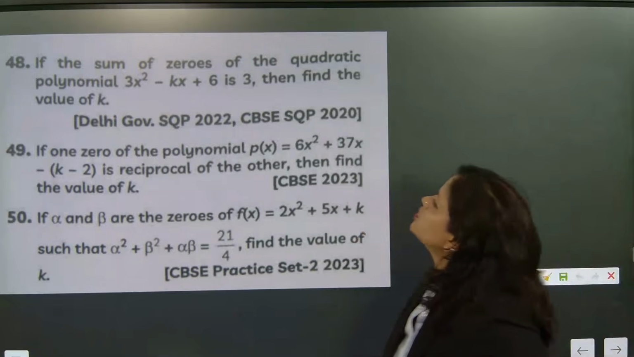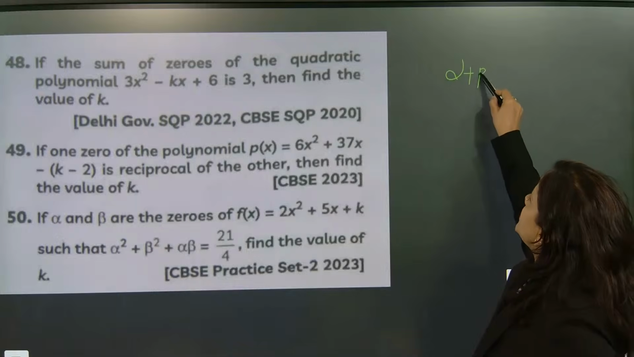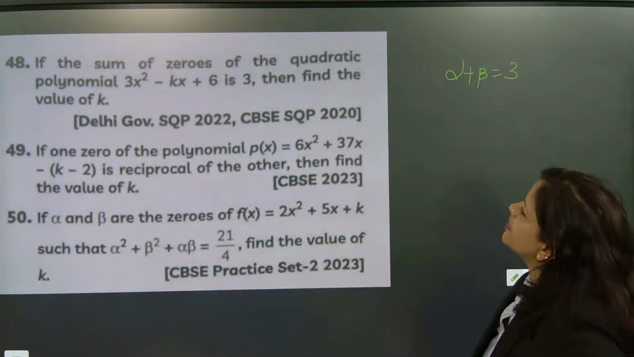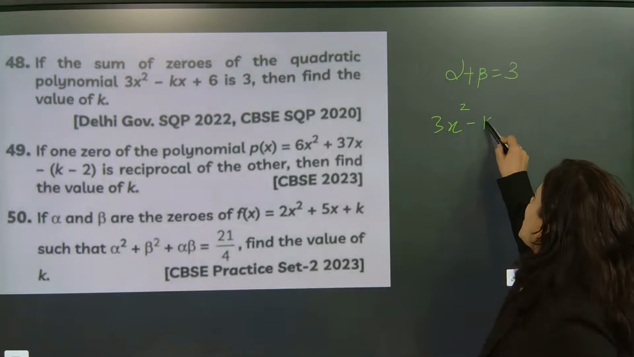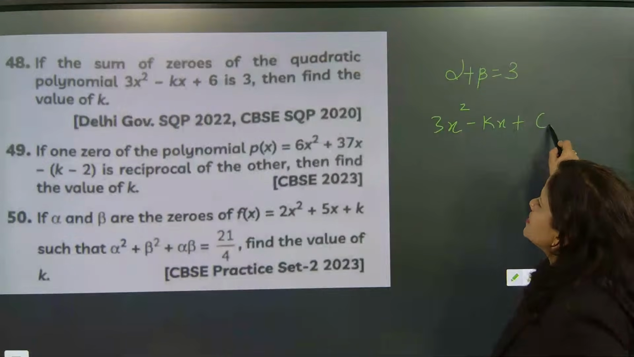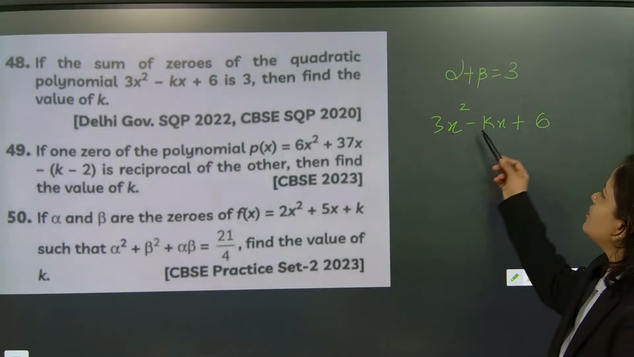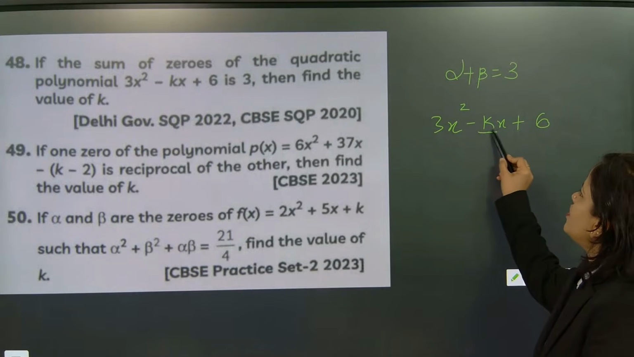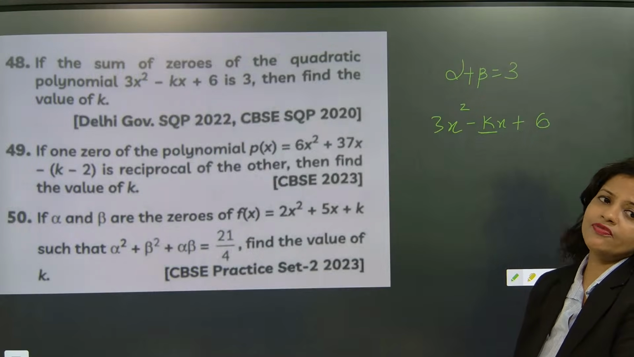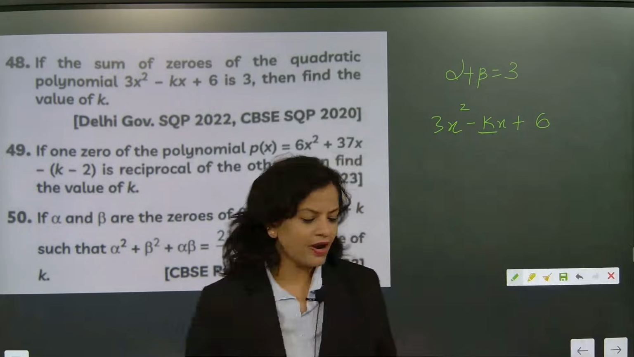Now, beta, the sum of the zeros of the quadratic polynomial is 3. So alpha plus beta is equal to 3, given. Then find the value of k. So 3x square minus kx plus 6 is there. Here the sum of the zeros of the quadratic polynomial is given. So what will the k value be, beta? What is the formula? Alpha plus beta.